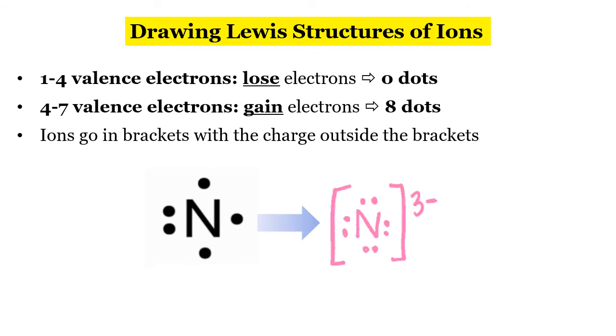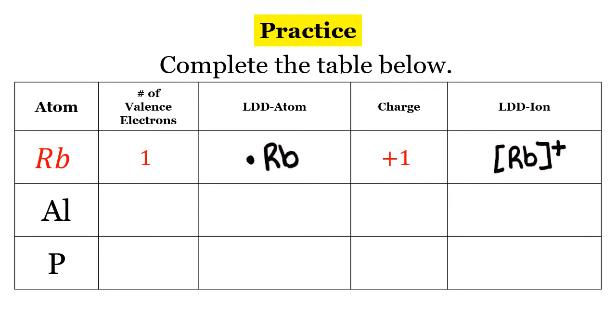Okay, when we talk about Lewis structures, we kind of went through these rules already. If you have between 1 and 4 valence electrons, you're going to lose electrons, you have 0 dots. You have between 4 and 7 valence electrons, you're going to gain electrons, so that you have a total of 8 dots. Ions are going to go in brackets with the charge outside of the brackets, okay? So this is the charge that we're talking about. So if we have a charge, you've got to have brackets. So let's do some practice.